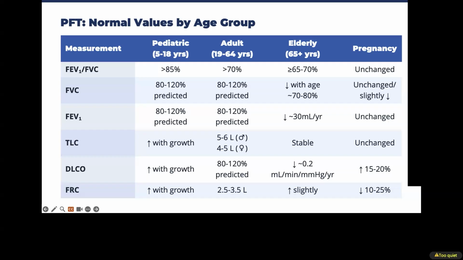Children have a natural higher FEV₁ to FVC ratio. Usually it's above 85% because their lungs are small, but their airways are relatively large. Both FVC and FEV₁ rise steadily as they grow, typically landing somewhere between 80 and 120% of predicted values once adjusted for height because they grow fast. And total lung capacity, diffusion lung capacity, and functional residual capacity, all of these increase as that thorax expands.